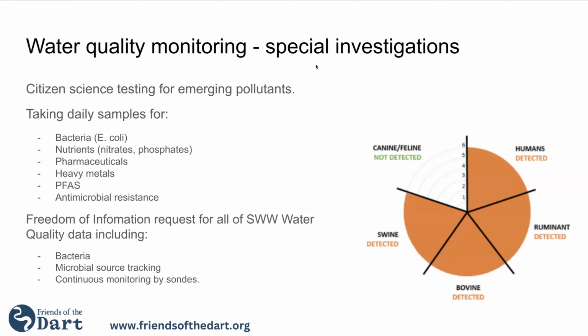So that could be humans, cattle, or pigs. It starts to allow you to proportionally attribute the amount of bacteria coming from different sources. And then the final data we got from them was their continuous monitoring data with the sondes that they have installed. These have a lot of parameters, including dissolved oxygen, turbidity, and ammonia. So yeah, next slide.